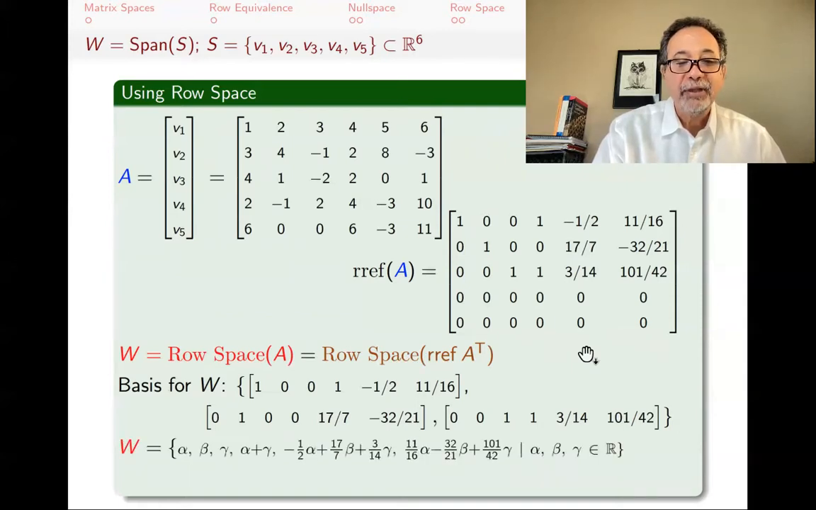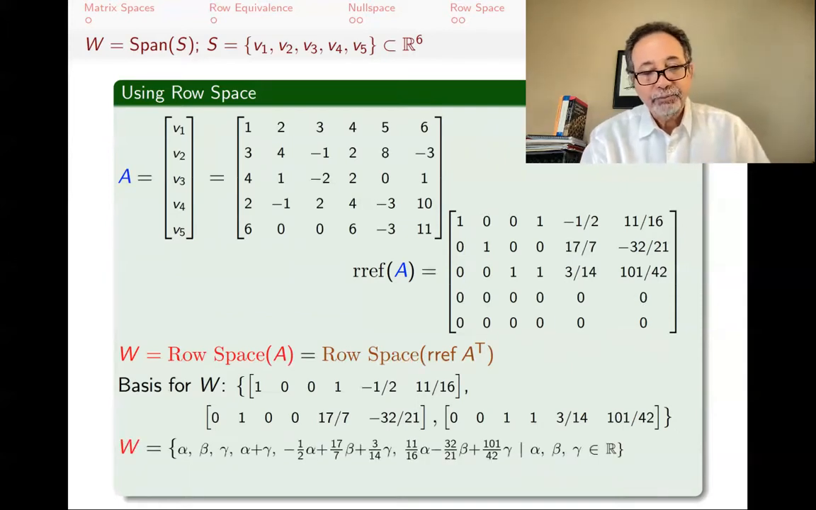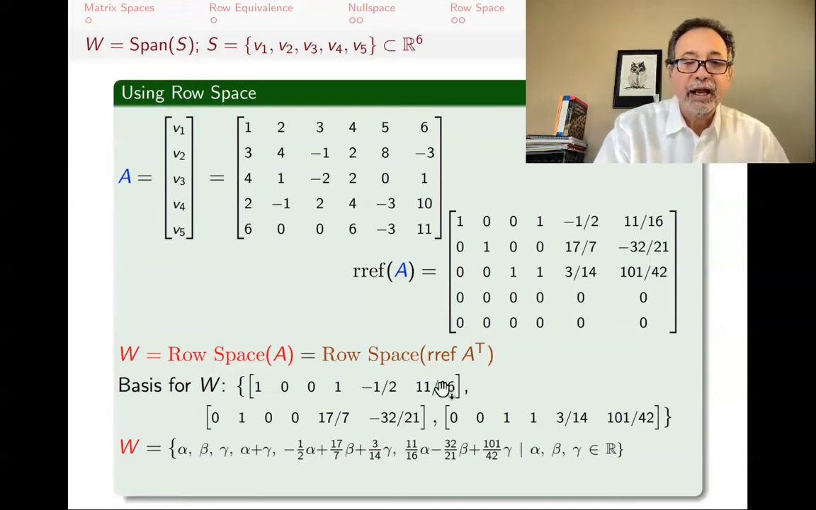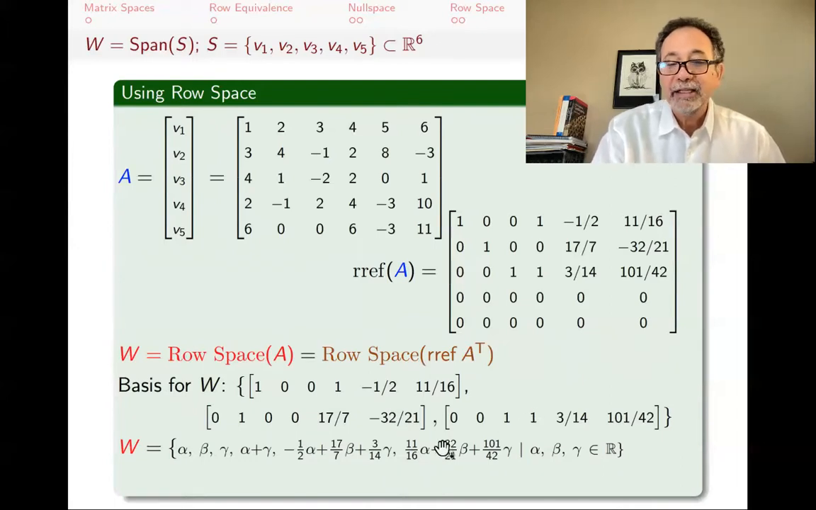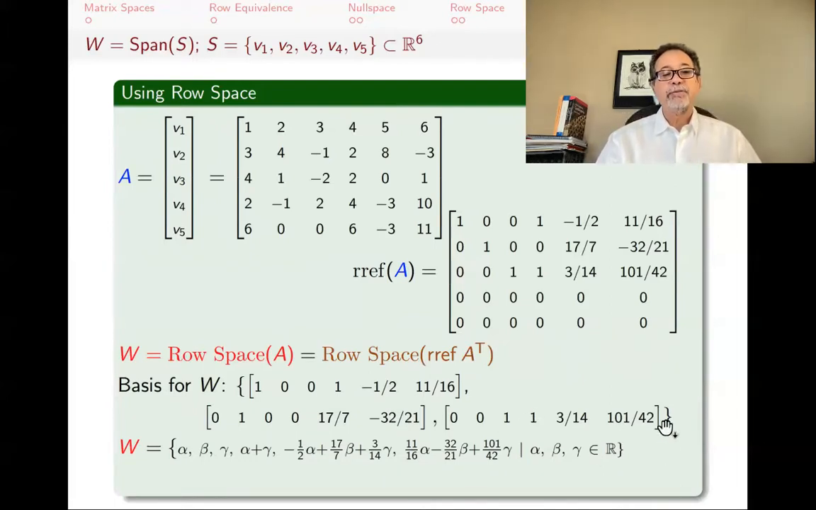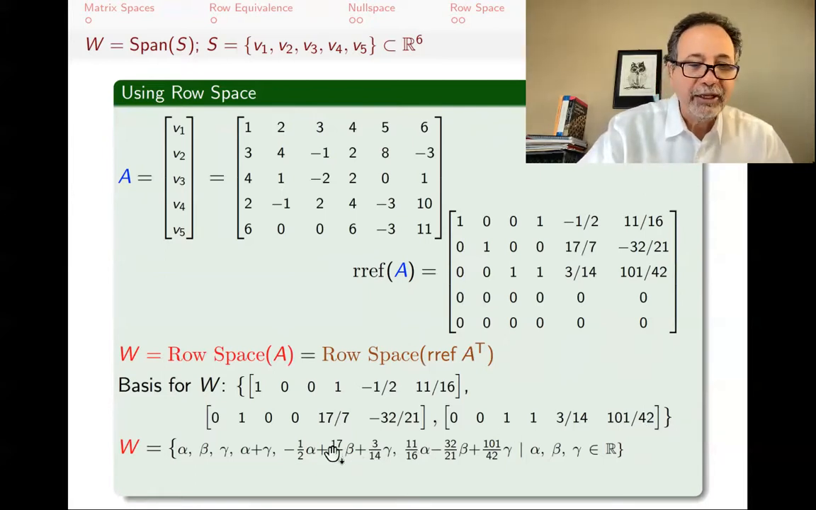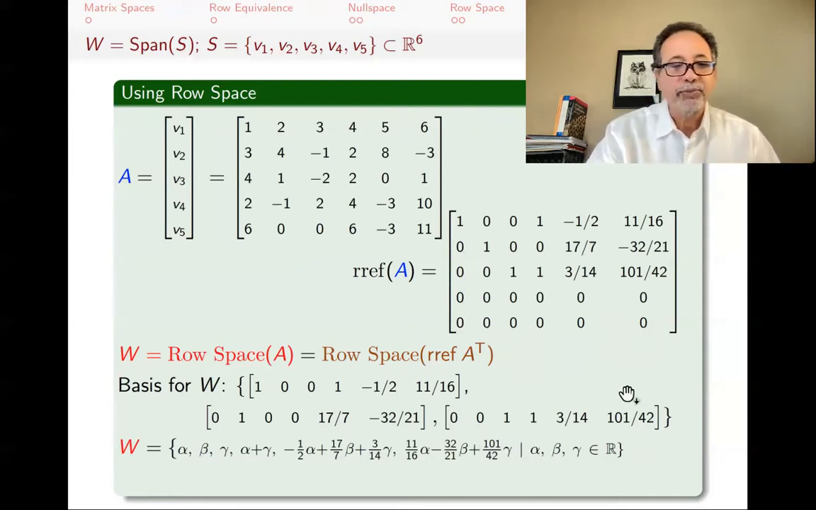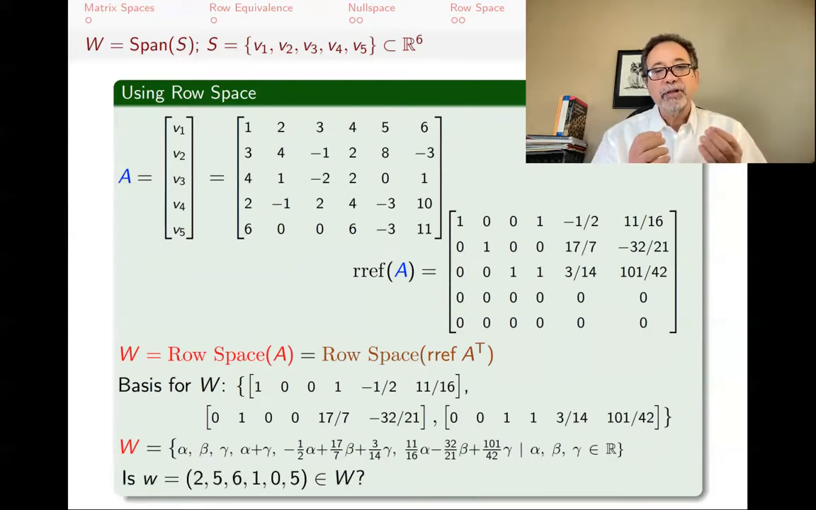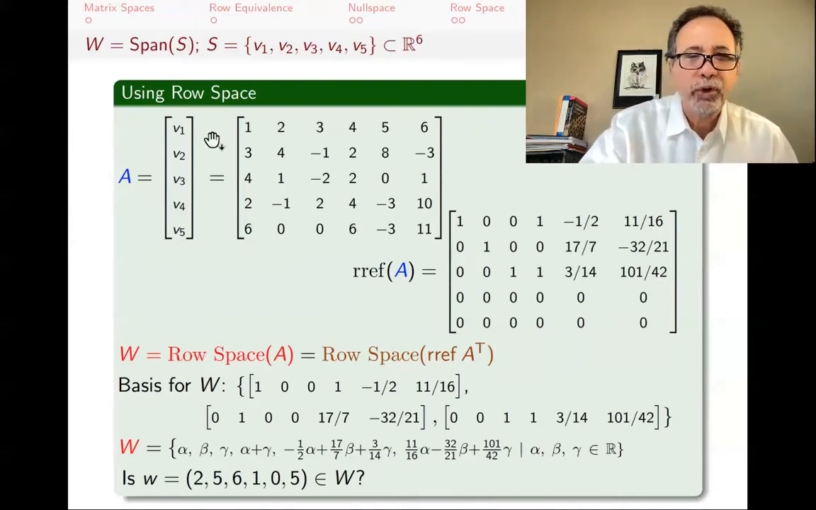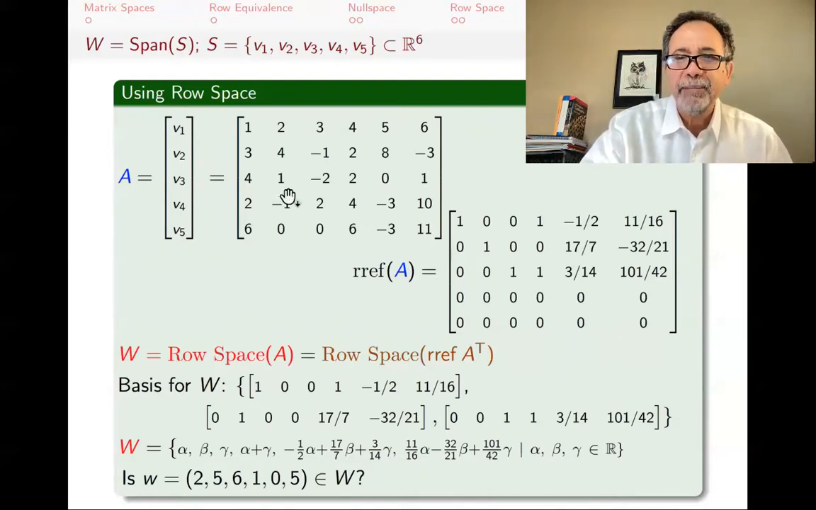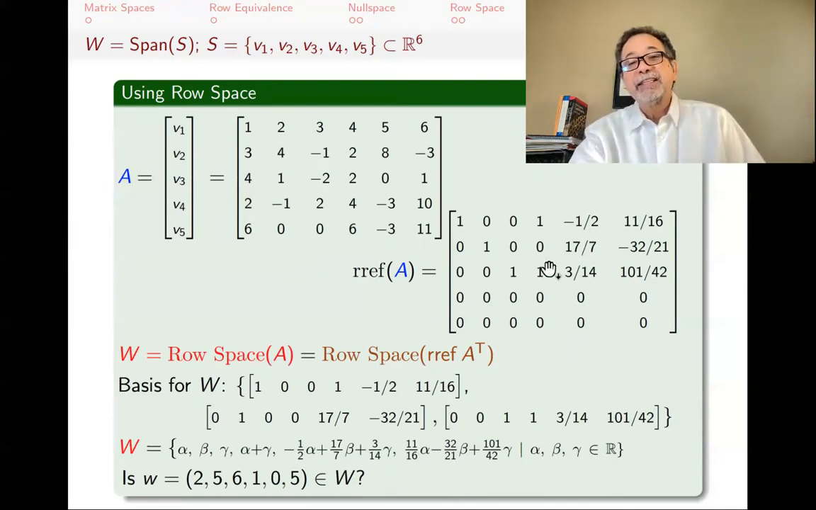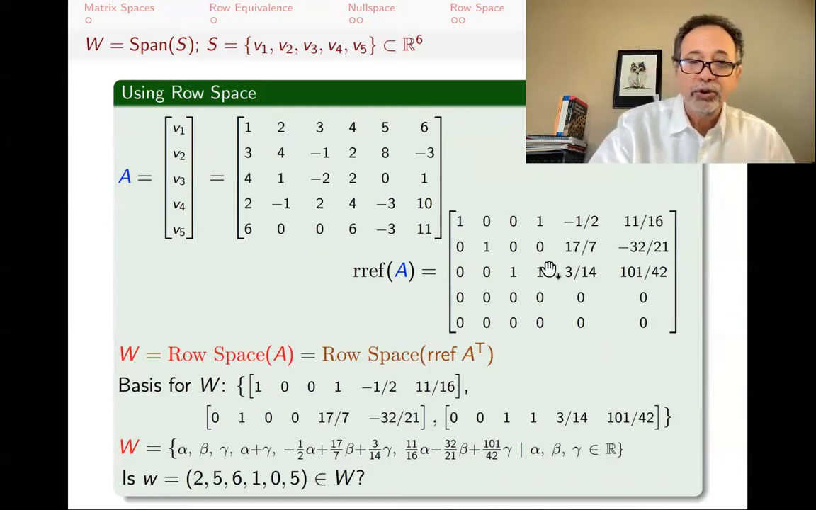Okay, and because of that, I can actually write down what W is. This is a basis for it. So alpha times this plus beta times that plus gamma times that tells me all the elements of W. And here also I should put parentheses around alpha and gamma at the end, and that's another typo. And so the advantage of this: I didn't find out which one of V1, V2, V3, V5 was a basis for the row space of A or for W, but I found these new vectors that gave me a basis for the row space of A.